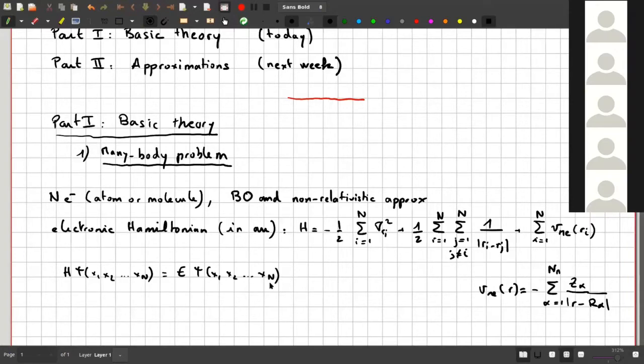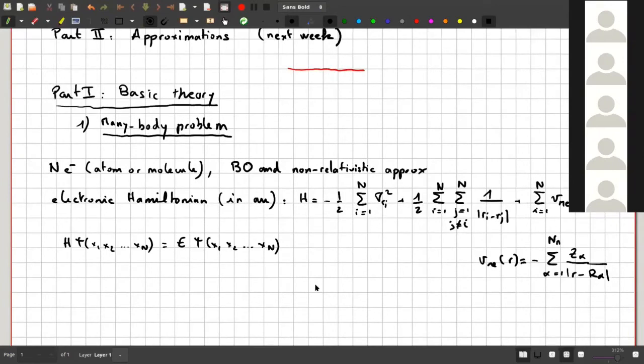H psi, which depends on space and spin coordinates x_1, x_2, ..., x_N, equals E psi of x_1, ..., x_N. I will use this notation; I think it was also used before in the previous lectures. My notation x_i means a space coordinate r_i and a spin coordinate that I will call here sigma_i. I think it was called omega_i before, but that's the same. To be more precise, r_i is a variable belonging to R^3 for the space, and for the spin, sigma_i belongs to the set with spin up and spin down.